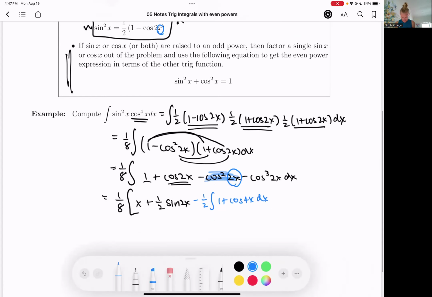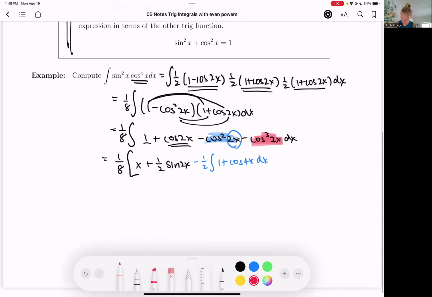Okay, and this last piece is cosine cubed. That's cosine to an odd power, so we're going to have to use the techniques from last class. We can write it as cosine squared times cosine. We rewrite that cosine squared as 1 minus sine squared x, times cosine x. Remember, we're doing this because this is an odd power, so we're going to be able to do a u substitution here. So I have 1 minus sine squared x, oops, that's a cosine, cosine x dx.